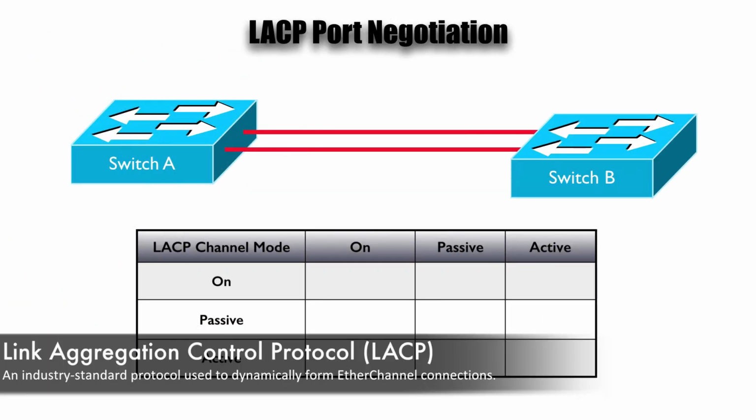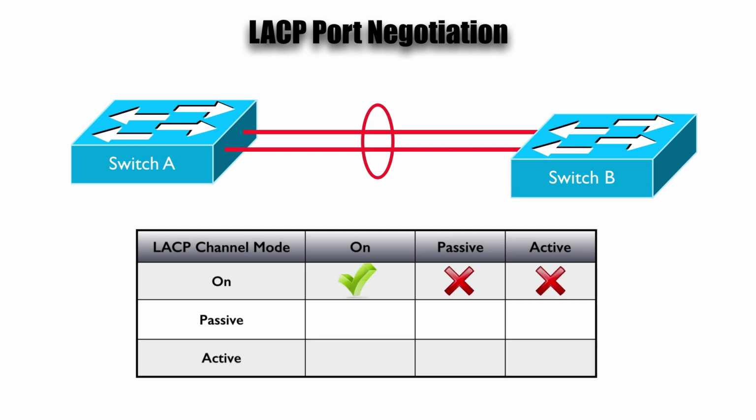And again, we could say both sides are on, and that would form a channel, so that would work. And again, on is not compatible with any other setting, so we'll put an X for each of those. And instead of auto and desirable, we have passive and active. The terminology is just a bit different with LACP, but it really works the same.